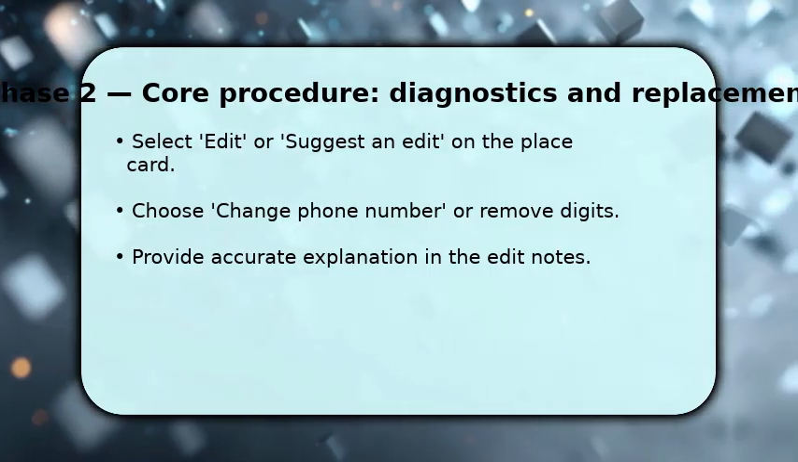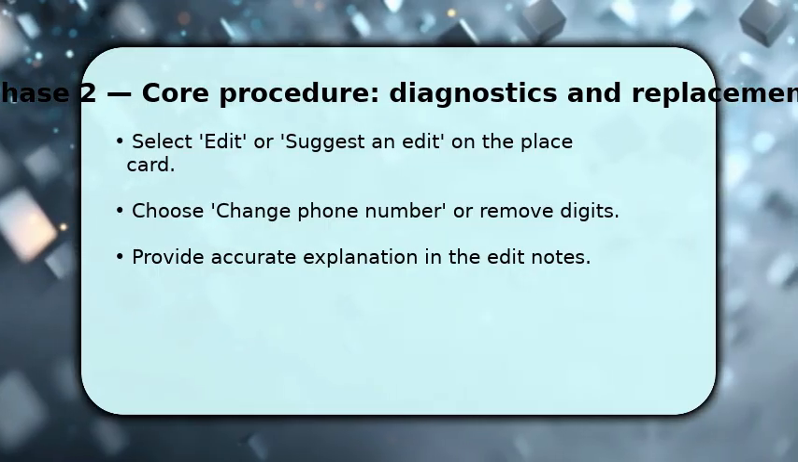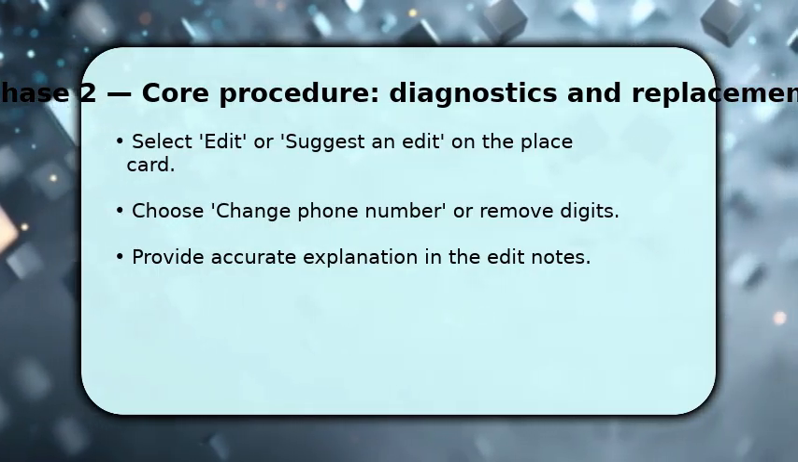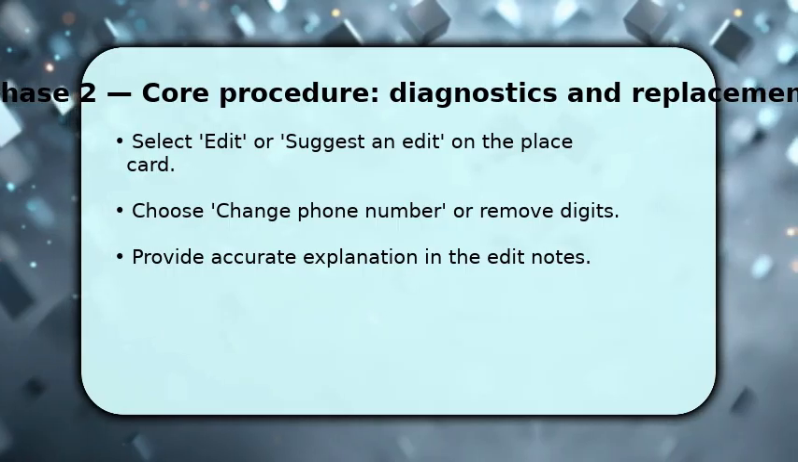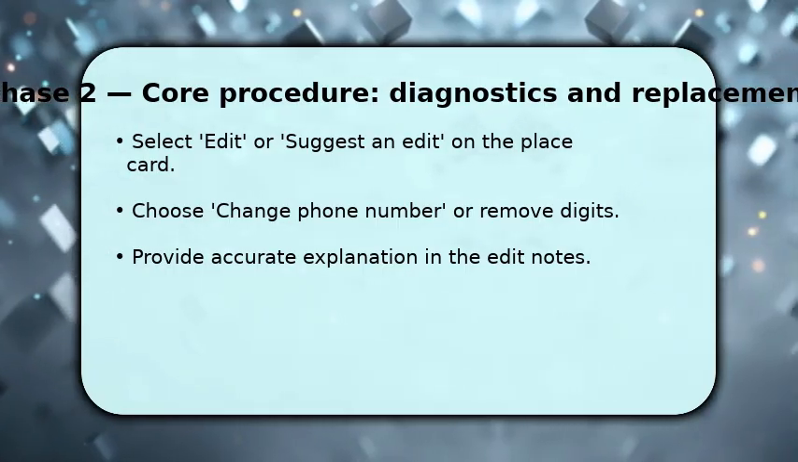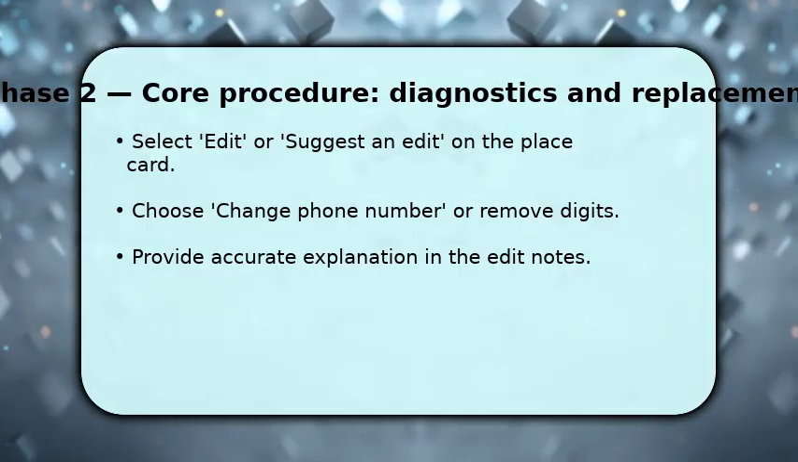Clear the digits or replace them with the correct number, then add a brief, factual reason in the explanation box explaining why the number should be removed. Make sure your note is clear and concise. Google reviews edits, so detail helps. After filling fields, submit the edit and wait for the review confirmation.